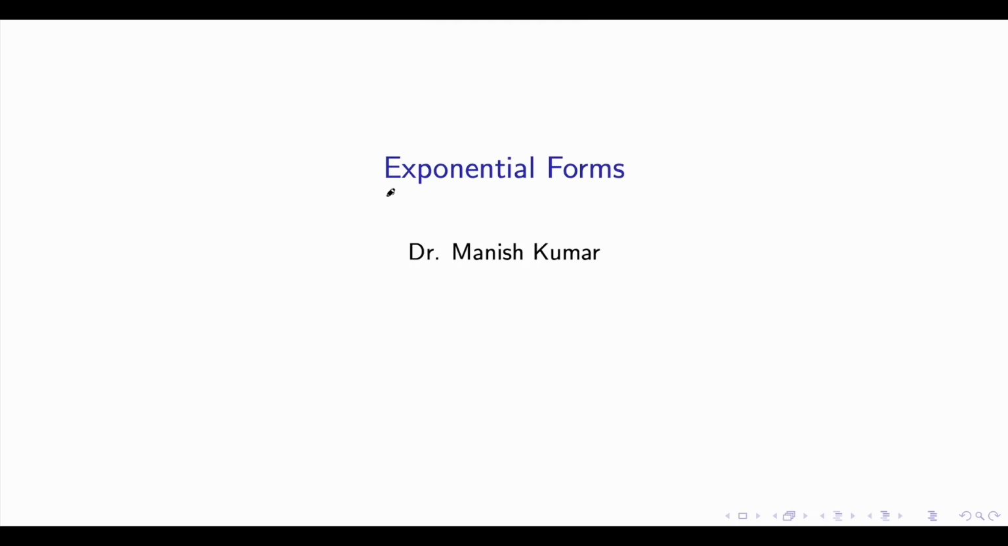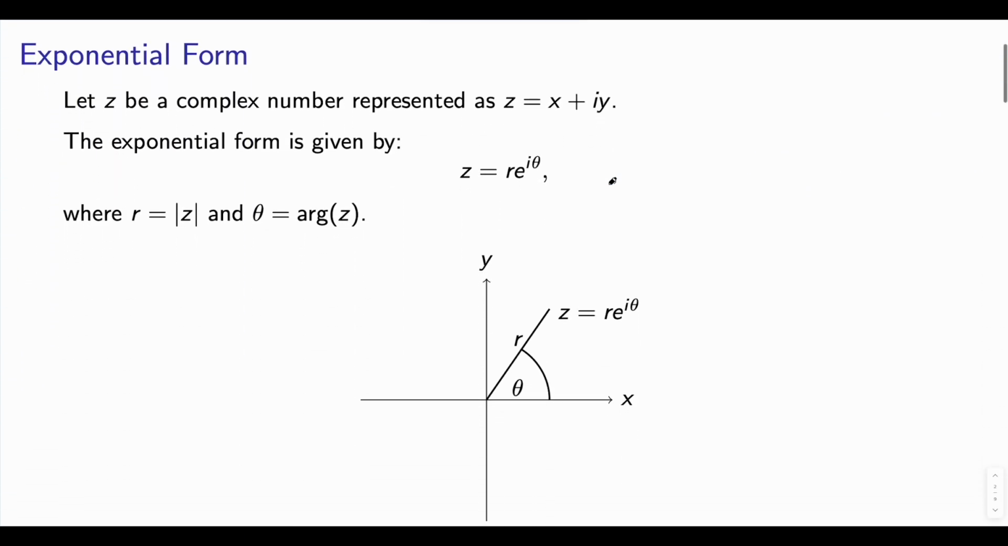Today we are going to discuss the exponential forms. For a given complex number z, which is expressed as x plus iy, we can write this z in an exponential form using argument and modulus. So r is equal to the modulus of z and theta is equal to the argument of z. Now you can see in the plane, x plus iy can be expressed in exponential form. Okay, so theta is a counterclockwise rotation.